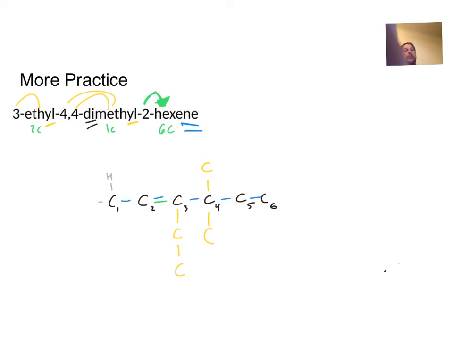So in this case, H, H, H. This carbon has 1, 2, 3, so I need 1 more hydrogen. This carbon has 1, 2, 3, 4. It's good. This carbon has 1, 2, 3, 4. The 5th carbon has 2 hydrogens. The 6th carbon needs 3 hydrogens. My methyl branches both need 3 hydrogens. And my ethyl branch needs 2 hydrogens and 3 respectively. So that's the structural formula.